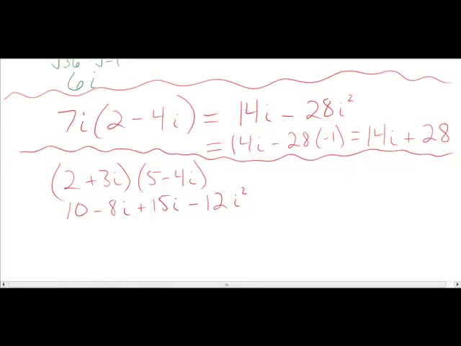So again, this i squared, let me highlight it here. This i squared is going to become a -1, so that last term actually becomes a plus 12. So now what I really have here is 10, minus 8i plus 15i. Combine those like terms, and that's a positive 7i plus 12. Of course I can combine the 10 and the 12 to have 22 plus 7i. And there is my final answer.